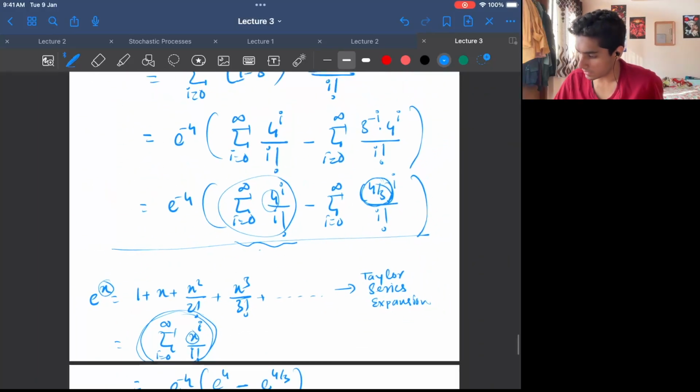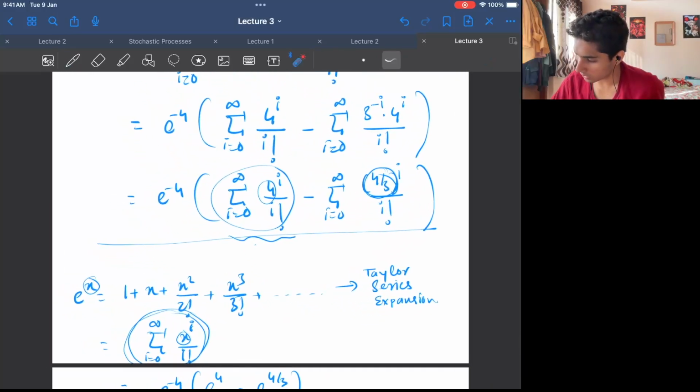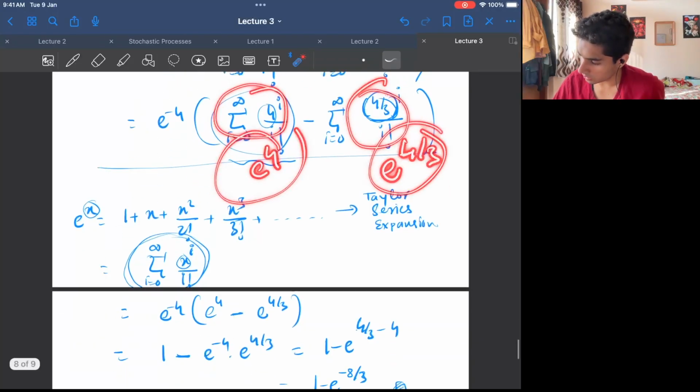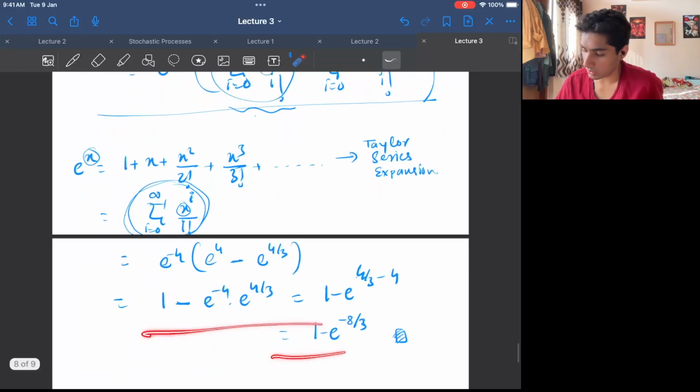So what I did was I just simplified things. I just used one more technique that I don't know what this sum was, but it clicked to me that this sum is exactly the Taylor series expansion of the exponential function. And here instead of x it is 4 and here it is 4 by 3. So this actually is equal to e raised to 4, and this thing actually is equal to e raised to 4 by 3. And I just substituted these two things in this thing, and the rest of the things are simple.